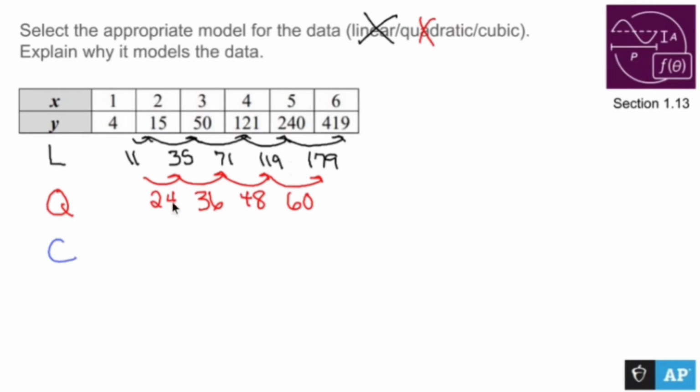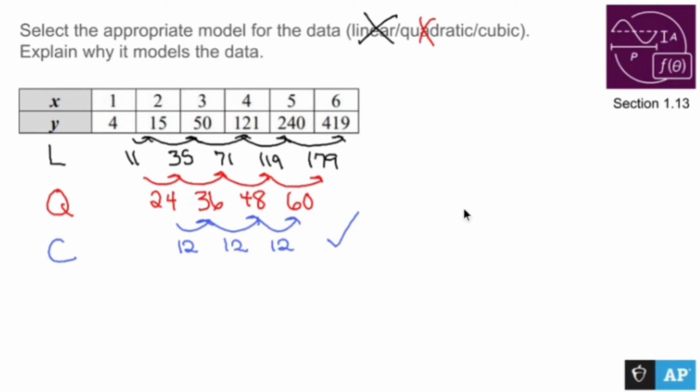So in order for something to be cubic, the rate of change of the rate of change of the rate of change has to be the same over equal length input value intervals. So how do I get from 24 to 36? Add 12. How do I get from 36 to 48? Add 12. How do I get from 48 to 60? Add 12. Is it cubic?